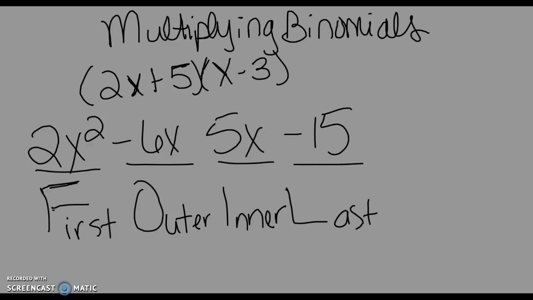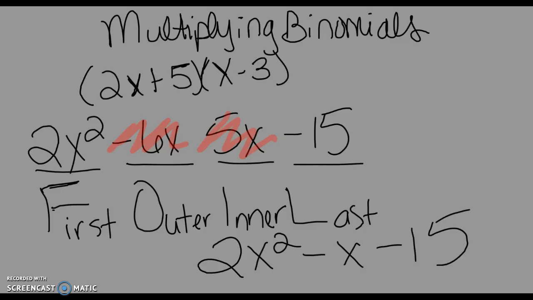And then when you get done doing that, you combine like terms. So we've got a negative 6x and a positive 5x, which are like terms. When I put those together, I'm going to also write my answer in standard form. So I'm going to start with that 2x squared, since it has the highest degree. Negative 6x and positive 5x makes negative 1x. And then the minus 15. And that was our answer, 2x squared minus x minus 15.